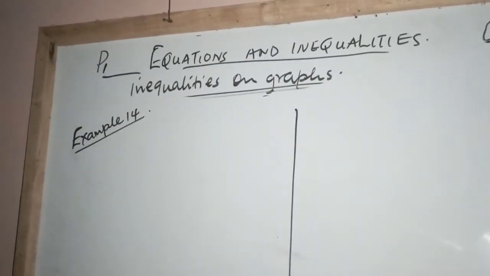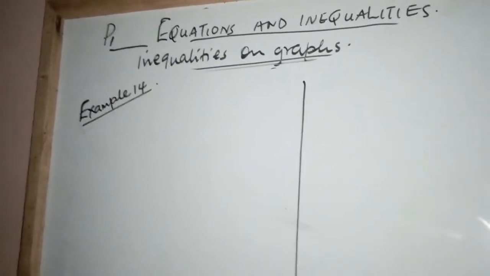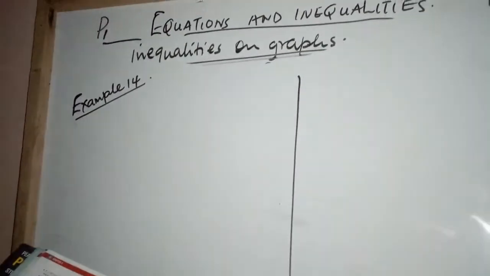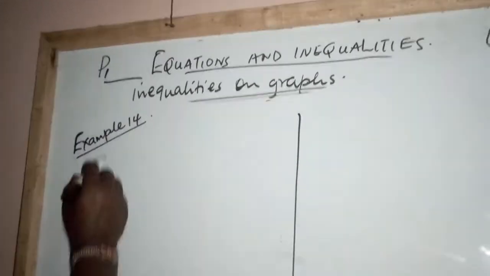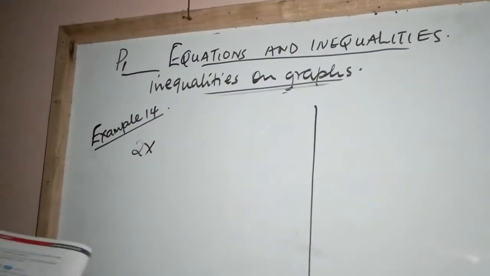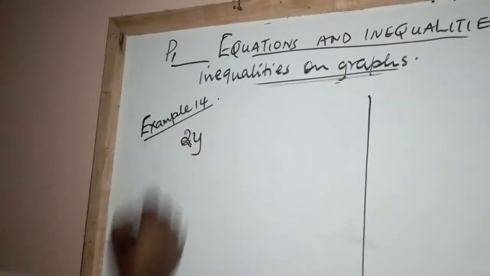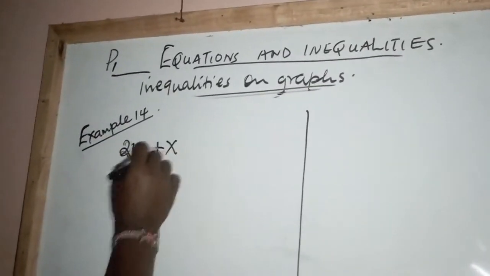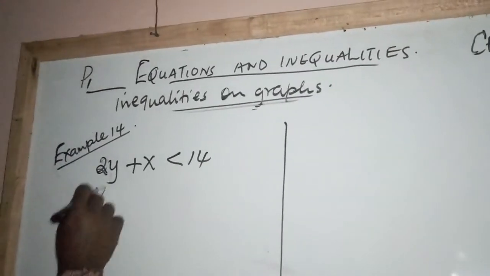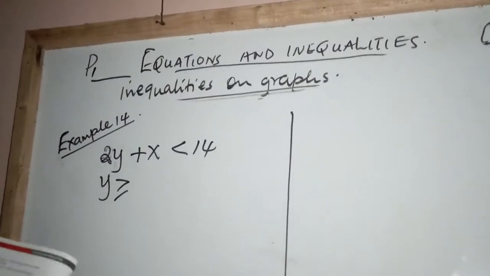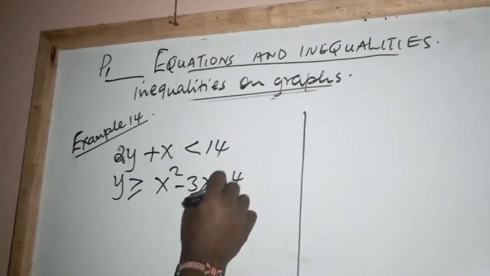In example 14, and I believe the last one in this chapter, we are supposed to shade the region that satisfies the inequalities 2y + x is less than 14, and the second one, y is greater than or equal to x squared minus 3x minus 4.